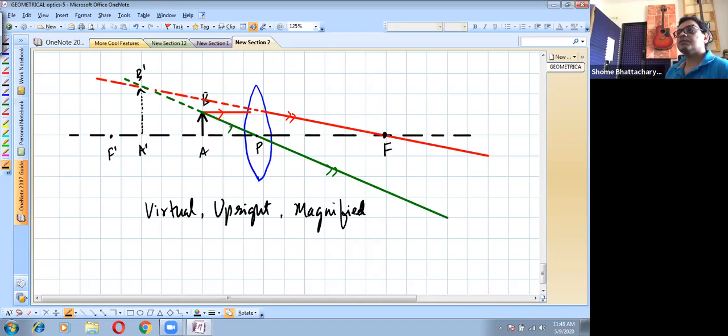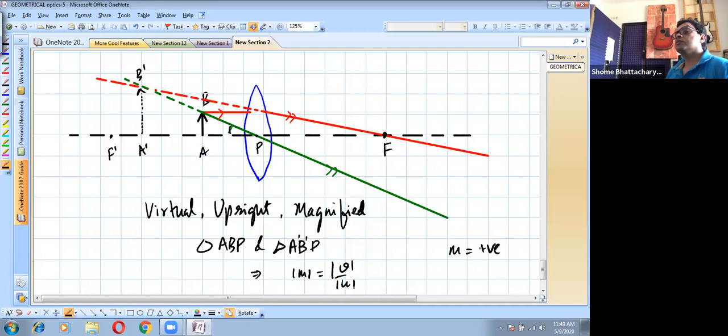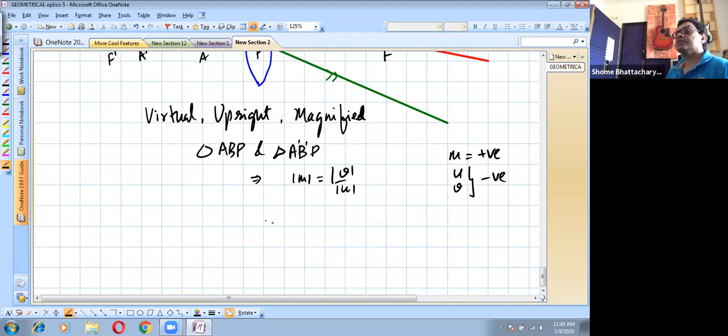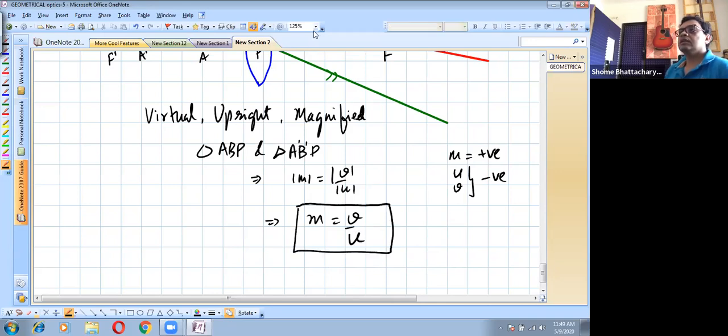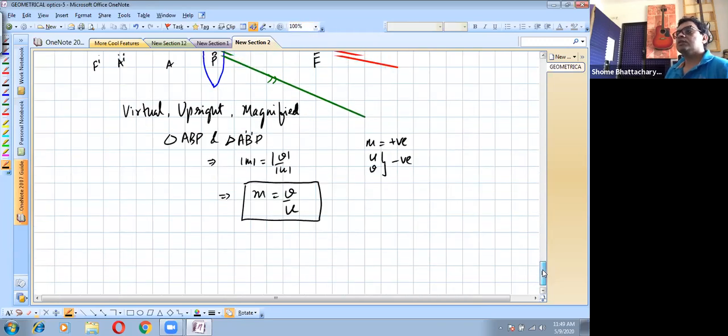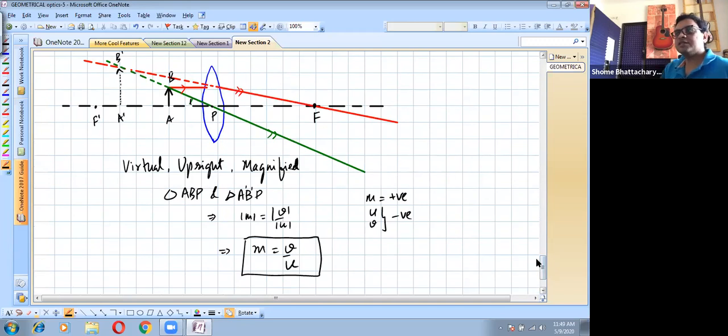Now, again, the same analysis will apply over here. If you take triangle ABP and triangle A'B'P, we'll be able to show the same thing, that the magnification will be equal to mod of V by U. And this time in terms of sign, you can see that M should be positive because it is upright, and U and V are both negative. So again, the formula with sign convention just becomes M is equal to minus V by U. We see that it works for both real and virtual images, at least as far as converging lenses are concerned. Lenses which have a real focal point will always have this kind of formula. We'll show in a moment that the virtual focal point lens will also be like that.